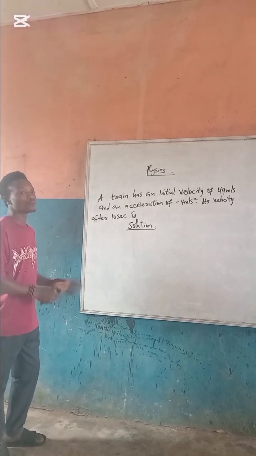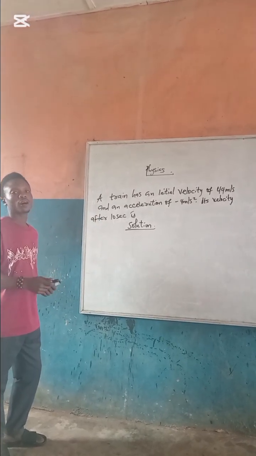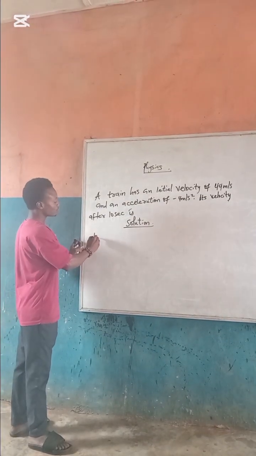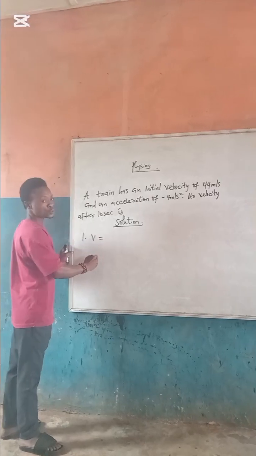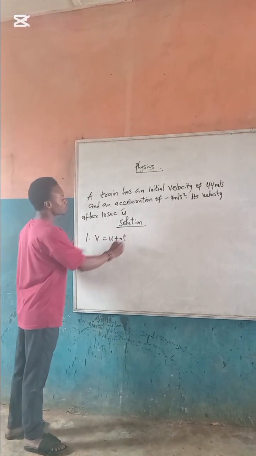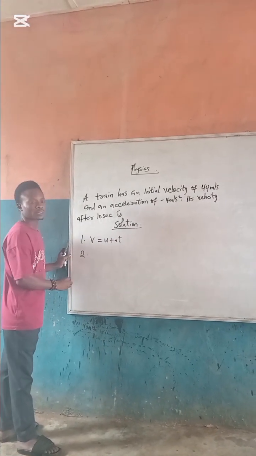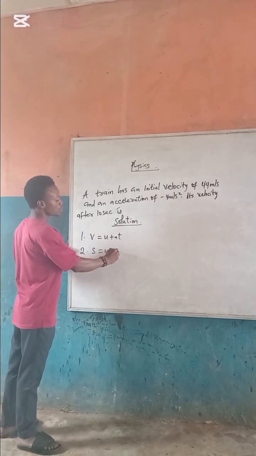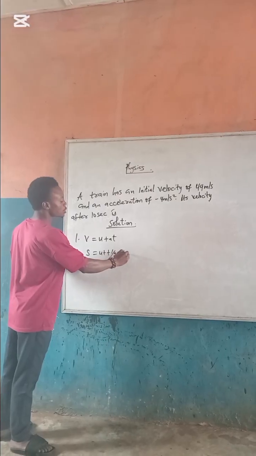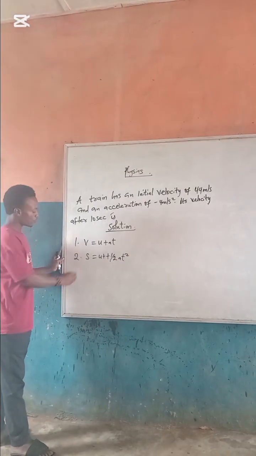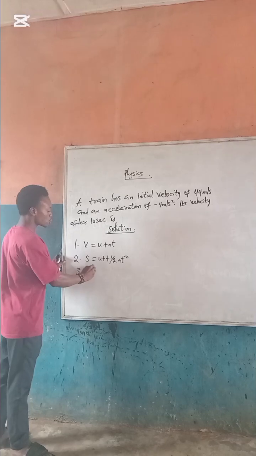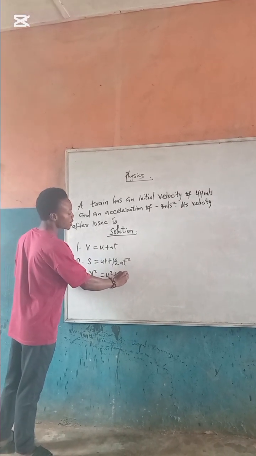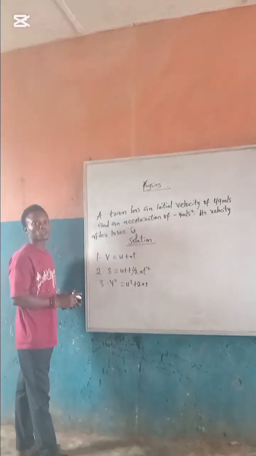So in equations of motion, we have three equations of motion. We have the first one, V is equal to U plus AT. We also have distance is equal to UT plus half of AT squared. We also have V squared is equal to U squared plus 2AS. These are the equations of motion.